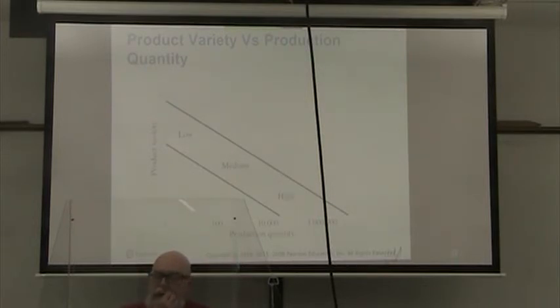All right, so here they're kind of giving us our product variety versus production quantity. Okay, you know, why not? We can accept that. If you're between 10,000 and a million, they say, you know what, you're somewhat on the low end of product variety. I'm going to say, at least for the most part, that's going to be true. Why not?